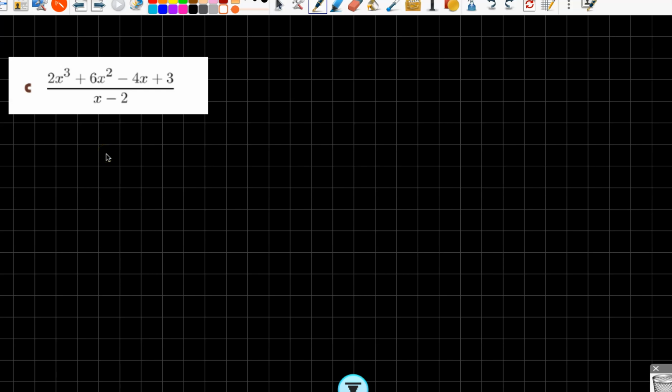So we just had a query and we're going to be doing our long division. Okay, so we set it up as per usual. We're going x take 2. And then we're going to put the 2x cubed plus 6x squared.